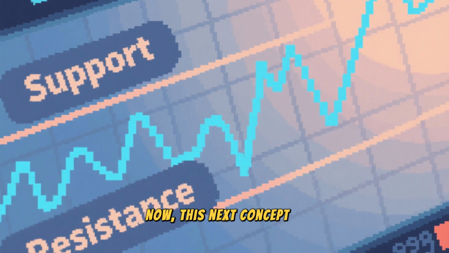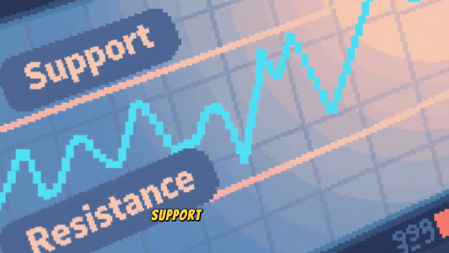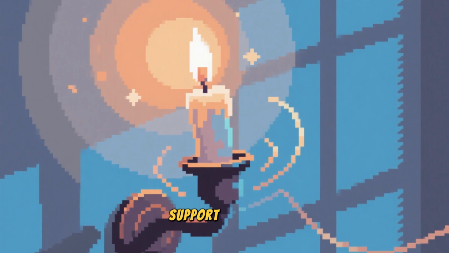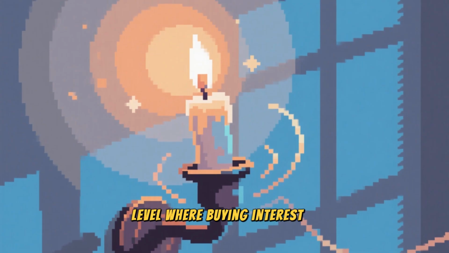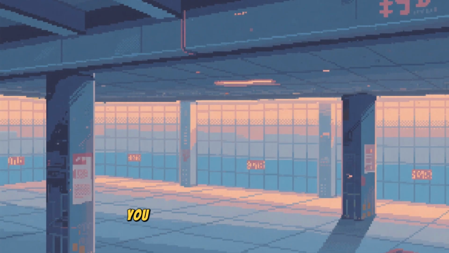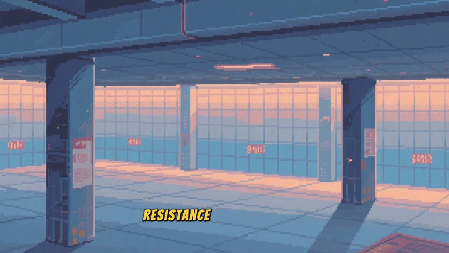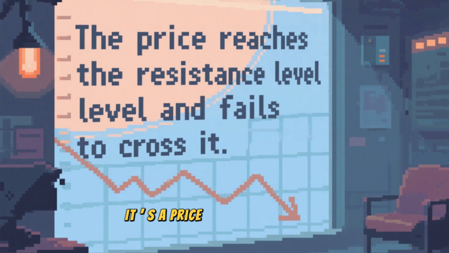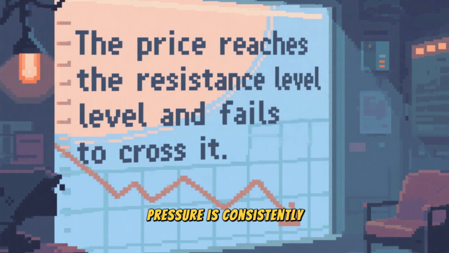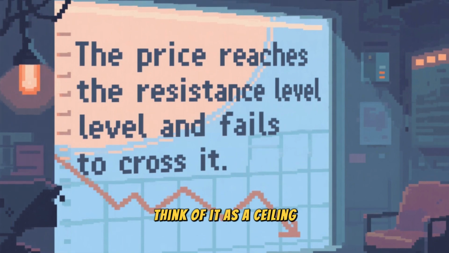Now, this next concept is perhaps the most important one in all of technical analysis: support and resistance. Support is a price level where buying interest is consistently strong enough to prevent the price from falling further. You can think of it like a floor that the price has trouble breaking through. Resistance is the opposite. It is a price level where selling pressure is consistently strong enough to prevent the price from rising further. Think of it as a ceiling.